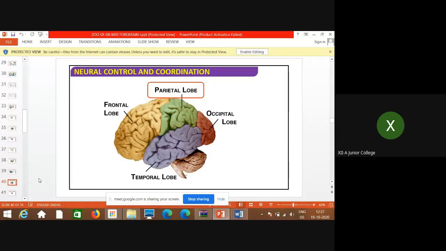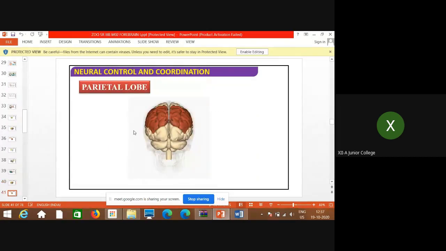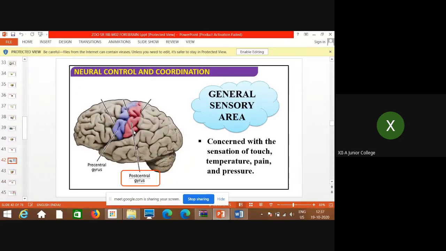Then here is the next lobe, the parietal lobe. I showed all the lobes, frontal, parietal, occipital, temporal, but what is shown here by the bracket is the parietal lobe, shown by green color. It is the middle part, next to the front part, shown by red color. And here again, the general sensory area is present in this parietal lobe.